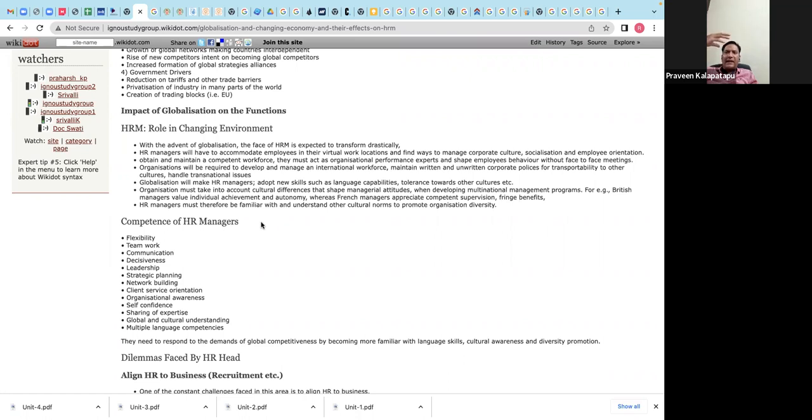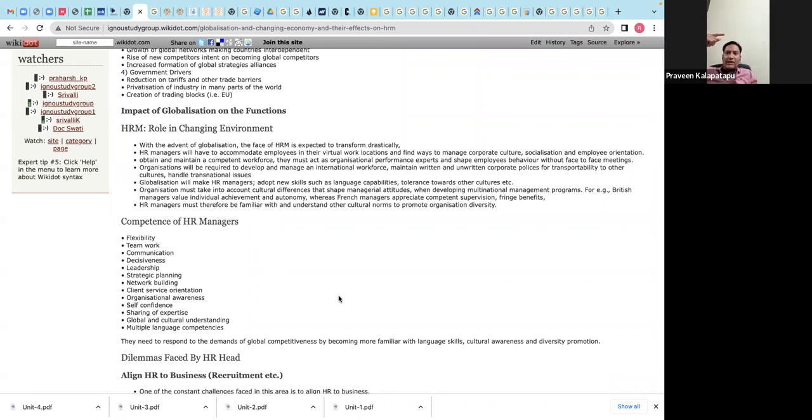There is an example that is given where British managers look at individual achievement. French managers look at supervision or fringe benefits kind of thing. So instead of positives and negatives, we are saying that every culture will have a different perspective. So HR needs to understand this particular perspective. They should be familiar with understanding all these cultural norms and then promote diversity.